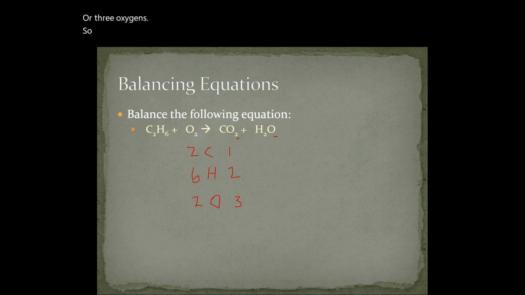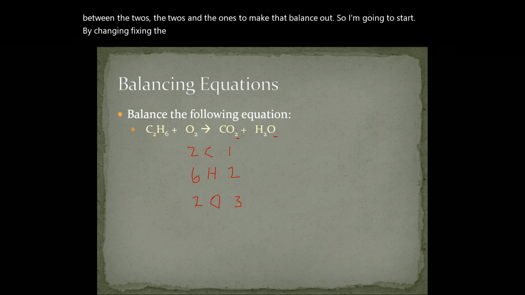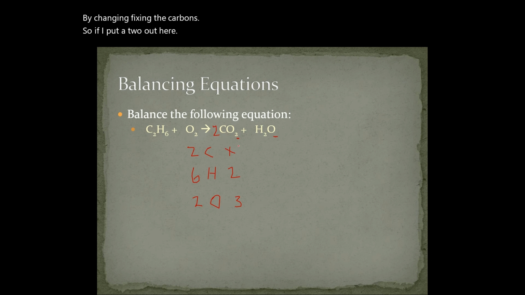So I can tell you right now, I'm not going to fix oxygens first, because there's a lot of combination between the 2s and the 1s to make that balance out. So I'm going to start by fixing the carbons. If I put a 2 out here, that makes me have 2 carbons, but now my oxygens have messed up. I now have 4 plus 1, I now have 5. I made that worse.